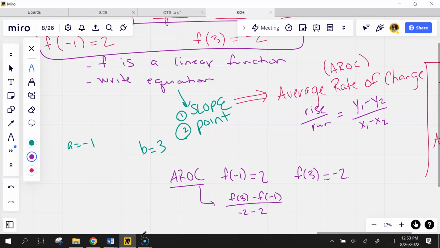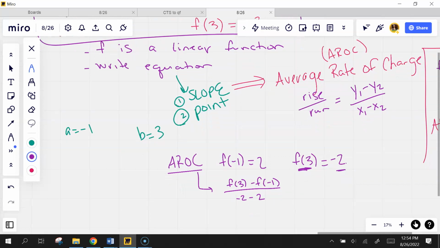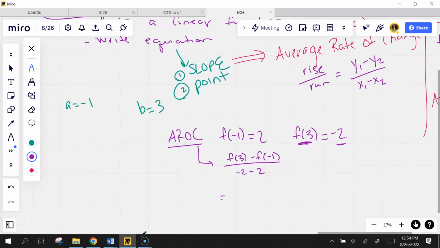Nope. As long as you start with this one up top, then you start with that one on the bottom. So if you did f of -1 minus f of 3, on the bottom you'd have to do 2 minus -2. So you have to flip both of them. All right. Yep. I want y'all to see that we're doing a really simple concept, but we're doing it a difficult way because everything's going to get a little bit harder soon.